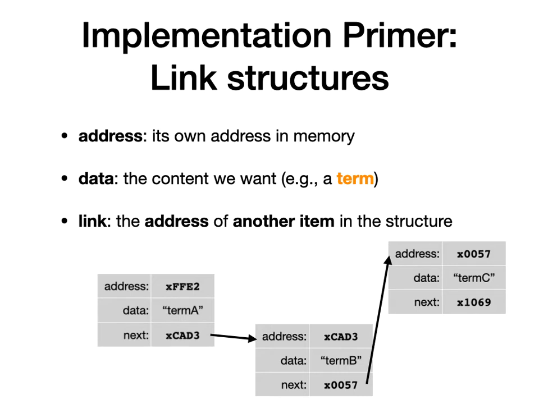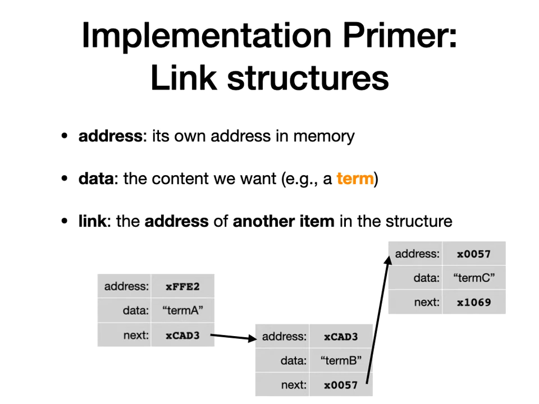the structure that we're talking about, the information lives at some address and it has some data, but it also has a link to the address of something else. So that if in this very short list here, if term A lives at FFE2, but it has a link to its next item at CAD3, well, we go to CAD3, we find term B, and it has a next address, 0057, term C, and so on.